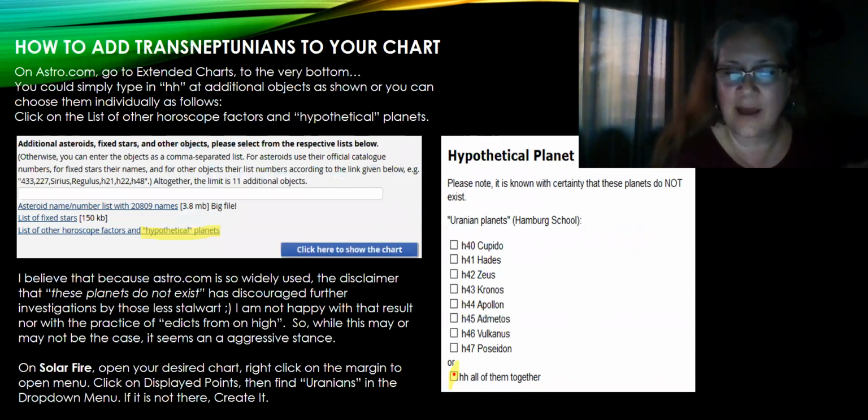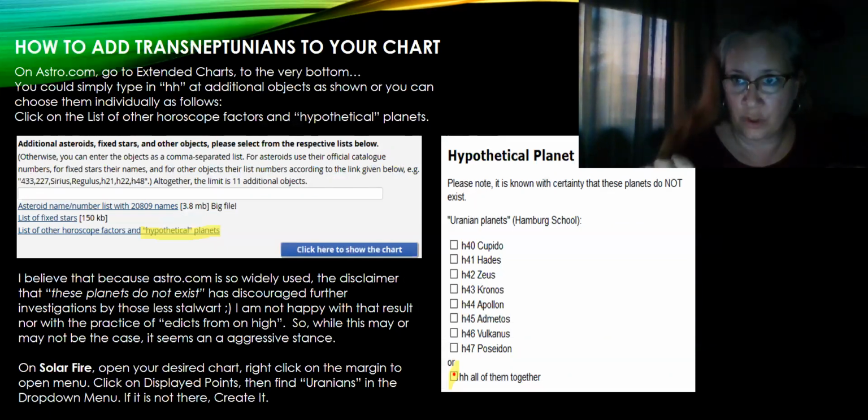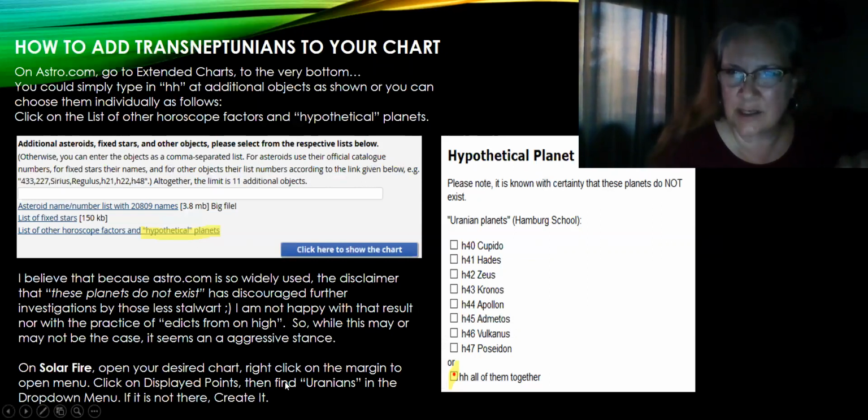I'll be honest, I don't know if Solar Fire automatically has Uranians or if I created that for myself. It's something that anybody can do. When you're going in there, if you don't see Uranians, just click on create, and then you can draw in the components that you want, and then name your house system or your displayed points that way. So it's pretty easy to create.